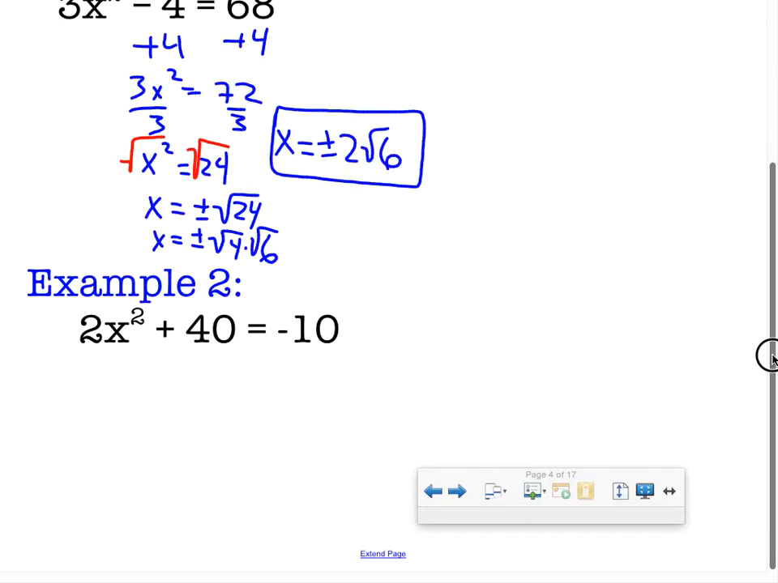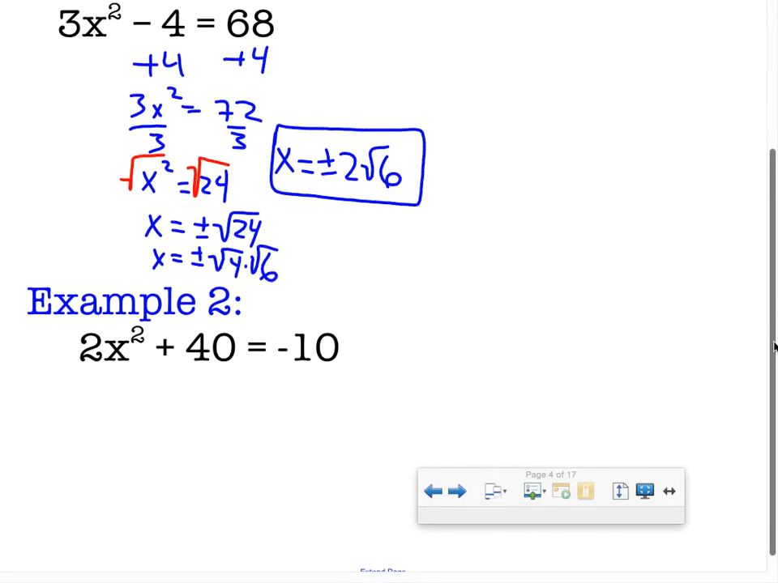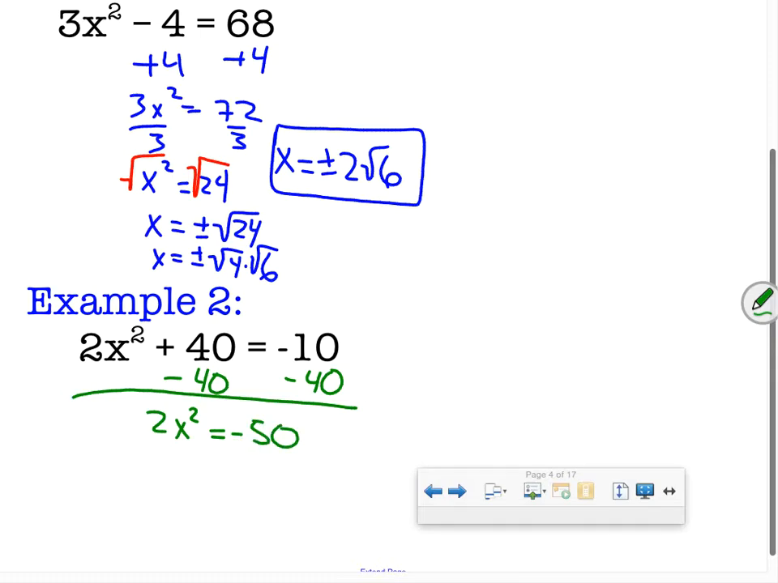Using what we just did, see if you can figure out example 2 on your own. So pause the video and then unpause it when you think you got it and check your answer. All right, so we need to get x squared by itself. So we're going to subtract 40 from both sides. To get that 2 out of there, we need to divide both sides by 2.